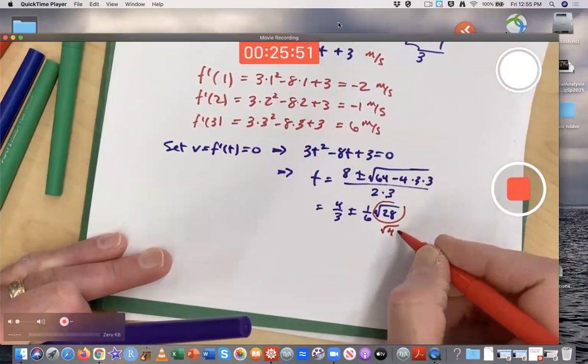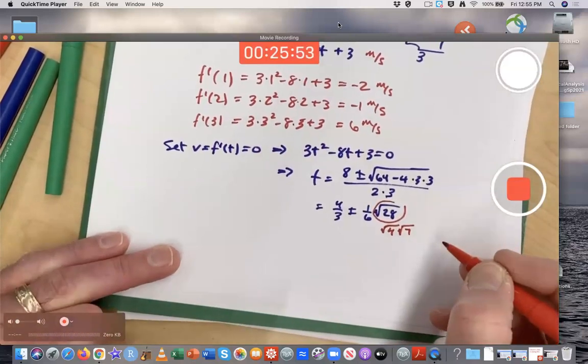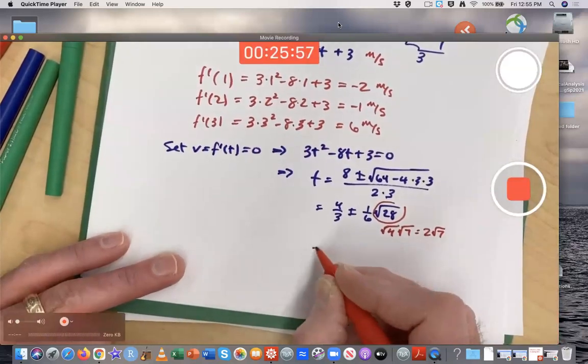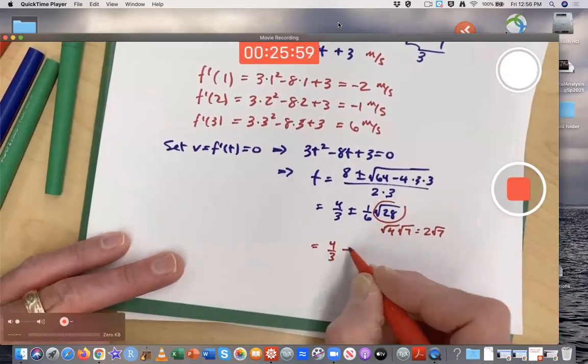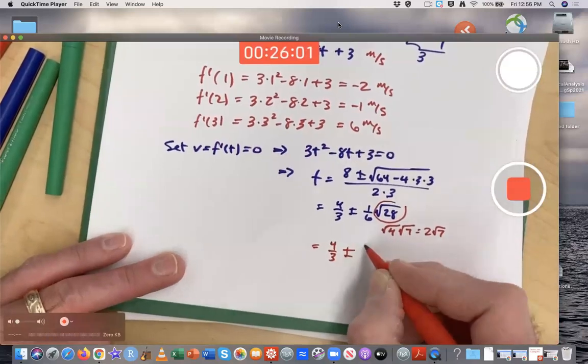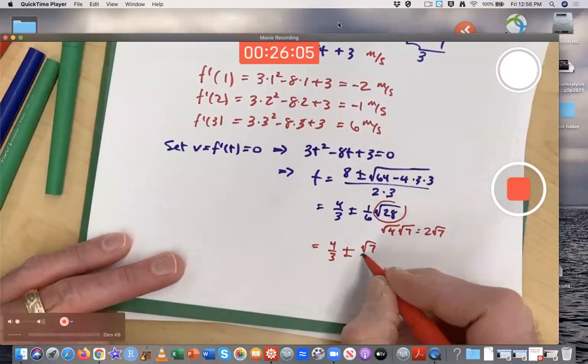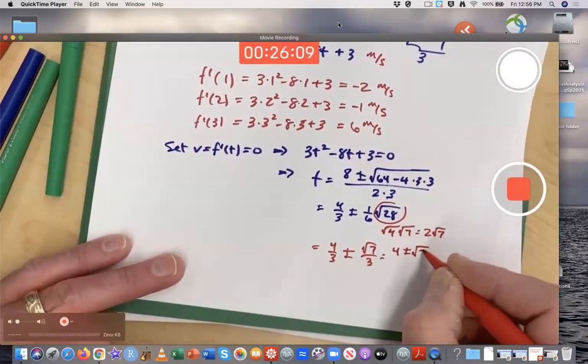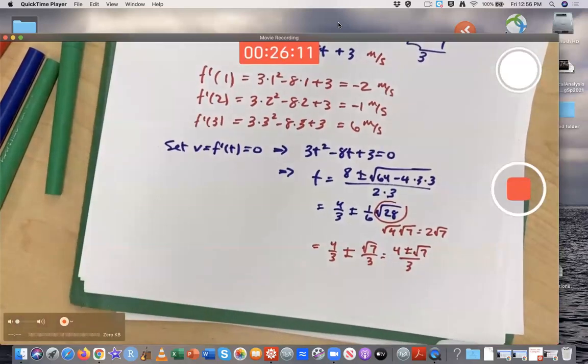28 is 4 times 7, so this is the square root of 4 times the square root of 7, which is 2 times the square root of 7. So in simplest form, you could write this as 4/3 plus or minus, the 2 cancels with the 6 to give a 3, square root of 7 over 3. You can write this as one fraction as well. Those are the 2 spots where the velocity is 0.